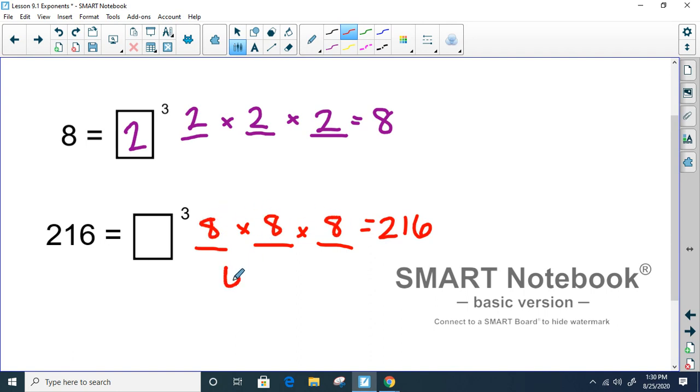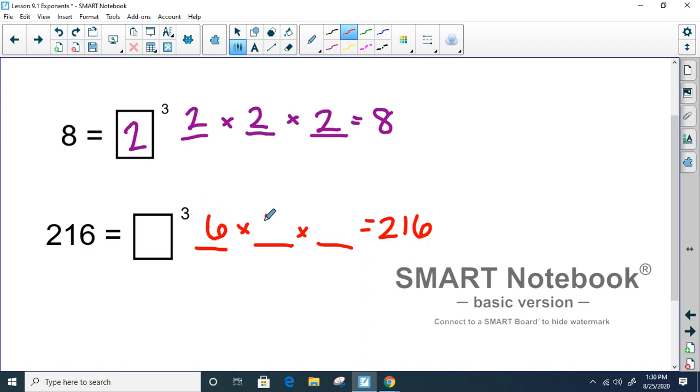8 times 8 is 64. 64 times 8. So I know 8 times 4 is 32. 8 times 6 is 48. And that's a 500. So that's already too big. So I'm going to back it down. We're going to try 6.